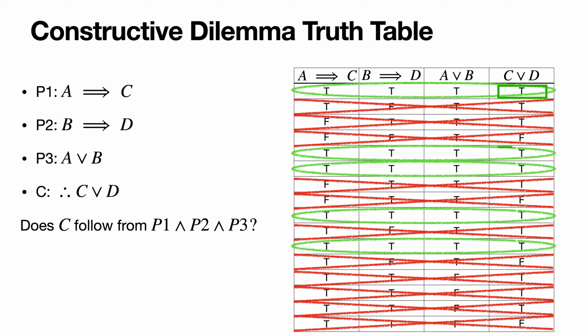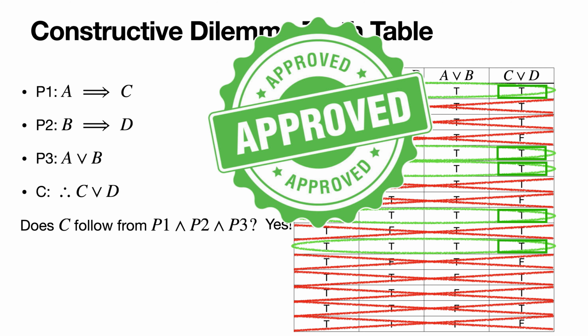And sure enough, in each of these rows, the disjunction of C and D is true, so we can conclude that yes, C or D does follow from the conjunction of our premises, and thus the constructive dilemma is an approved valid form of argumentation.